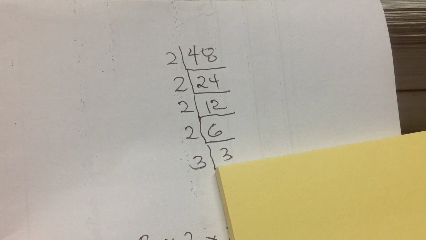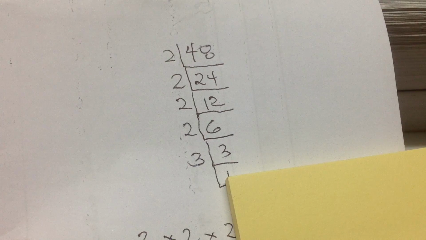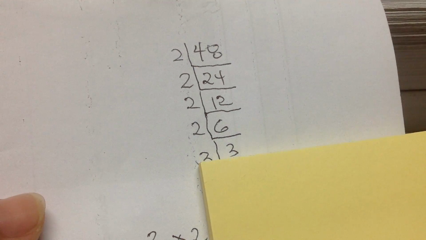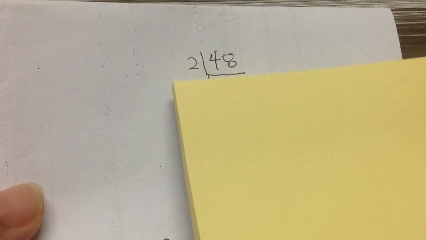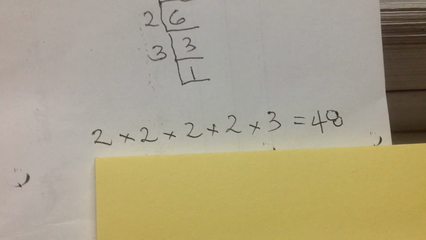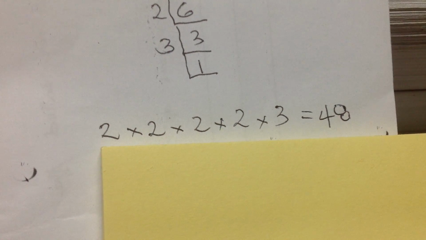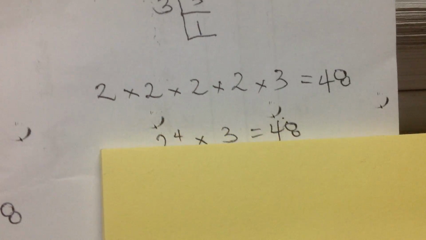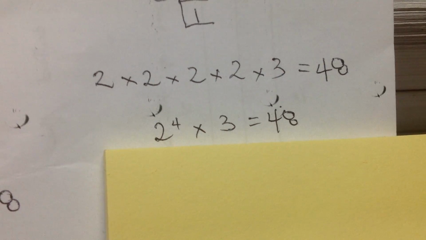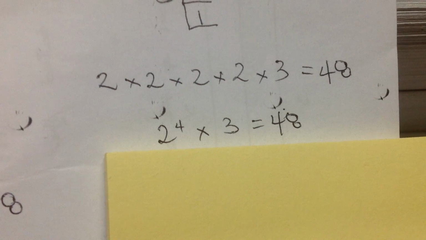3 could only be divided by itself, and 1. So if we end up with 1 here, it means that we're done with our repeated division. Notice that we are able to come up with the same set of prime factors for 48. And again, our prime factorization can be shortened into this form using the index notation. So 2 raised to the 4th times 3, that's 48.